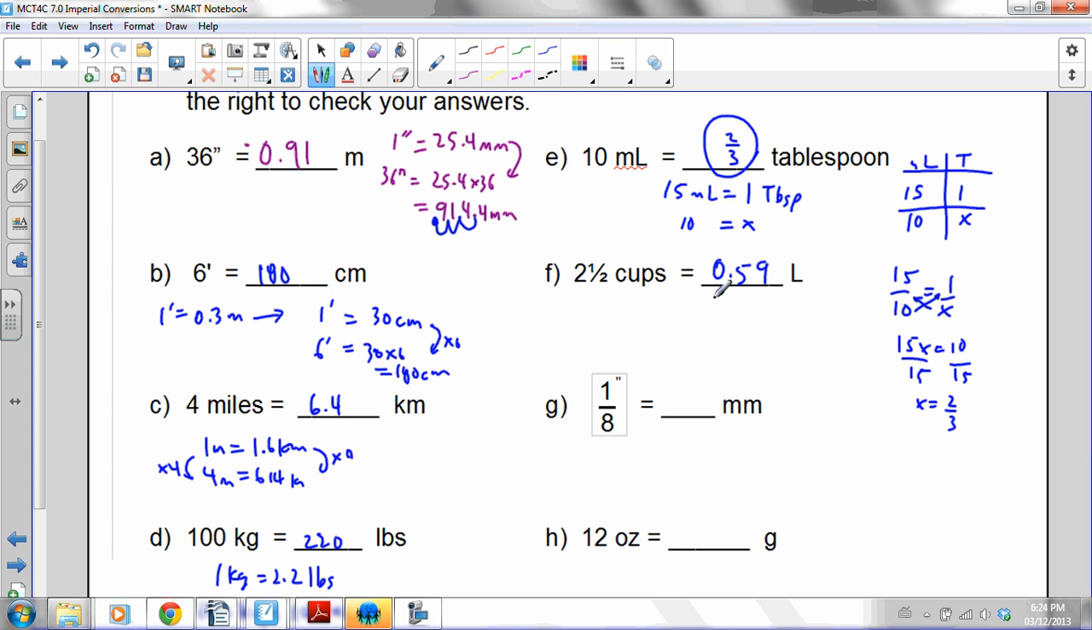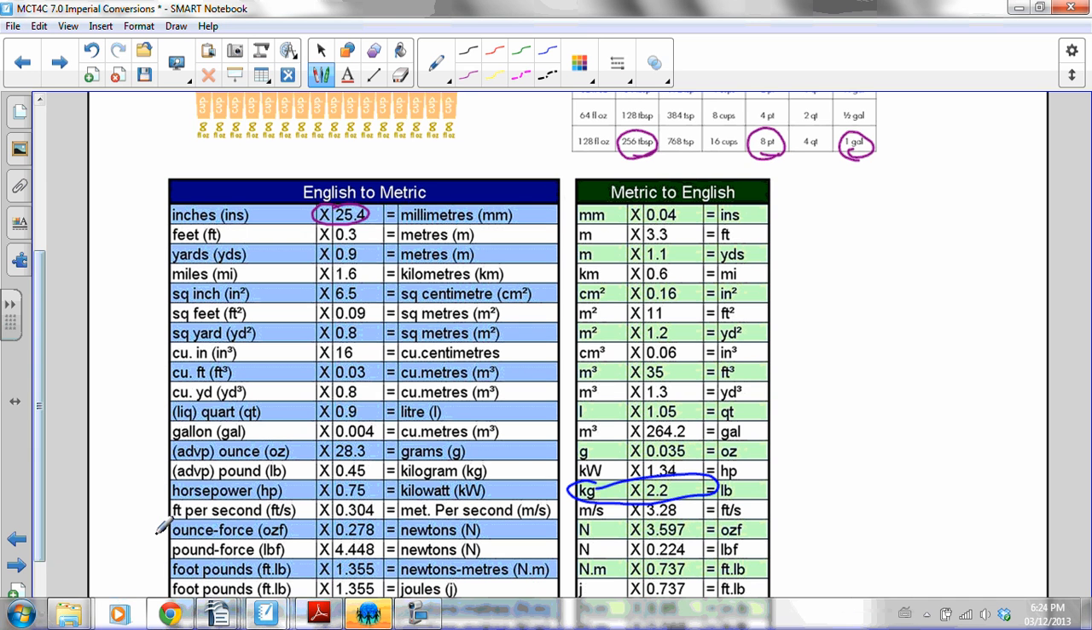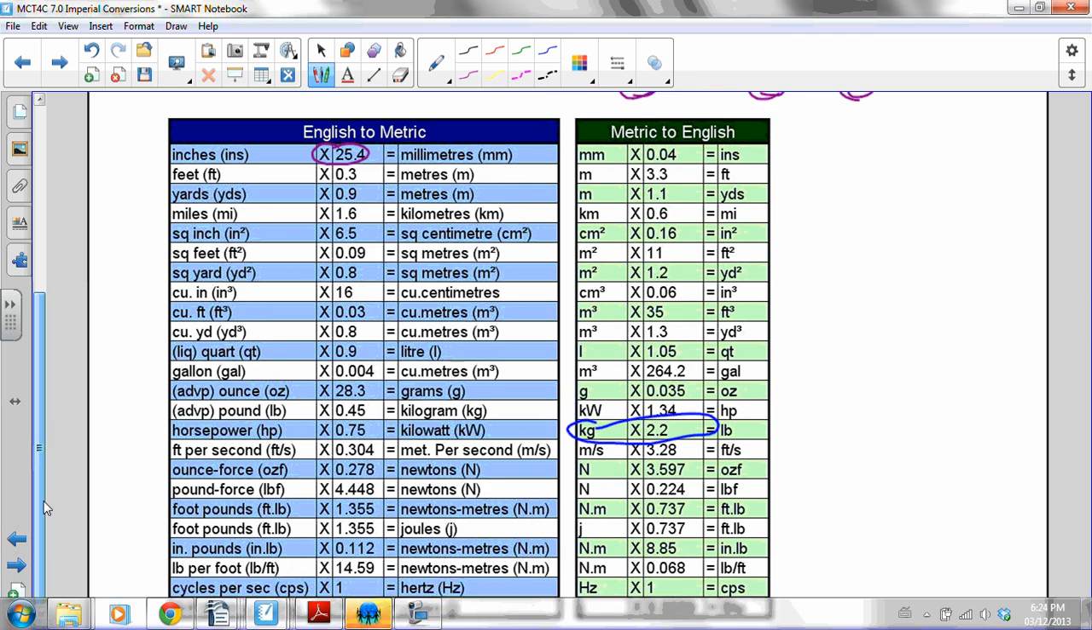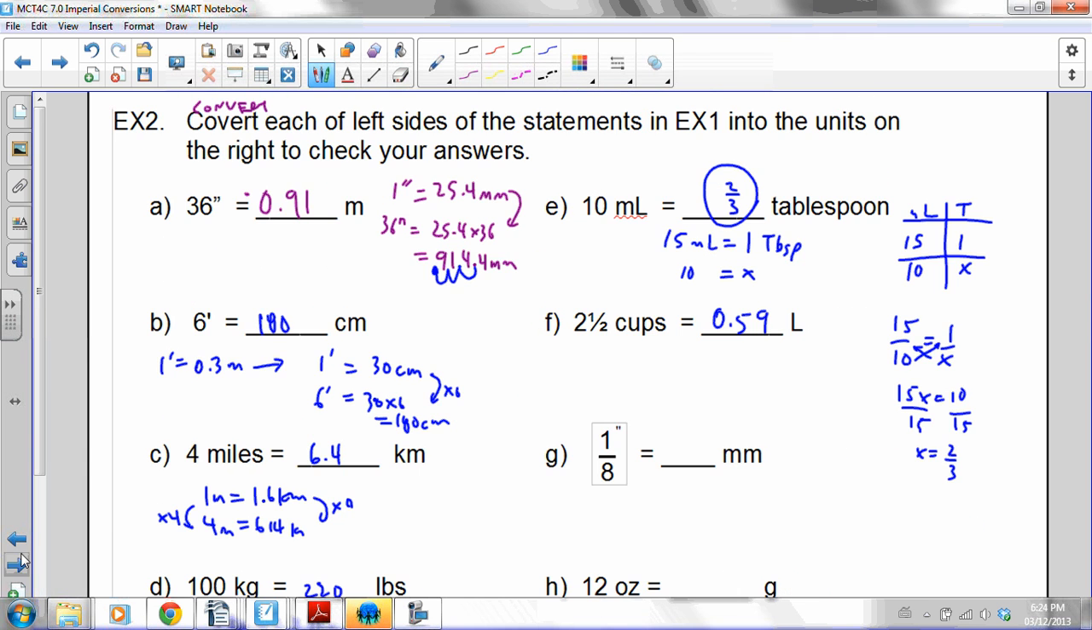Good. No problem. Now notice, I think that one, there actually was a conversion factor on the table, I believe. Cups. Do you see cups? Oh, maybe there was no cups. Maybe we had to use the Google. Looks like we did have to use the Google there, so good thing we Googled.